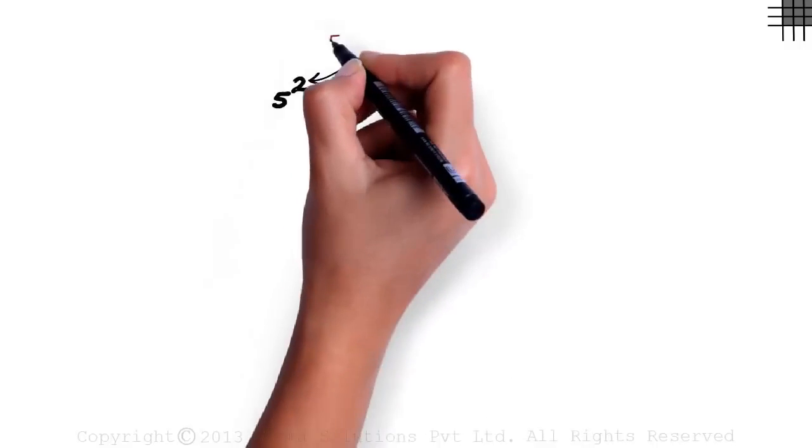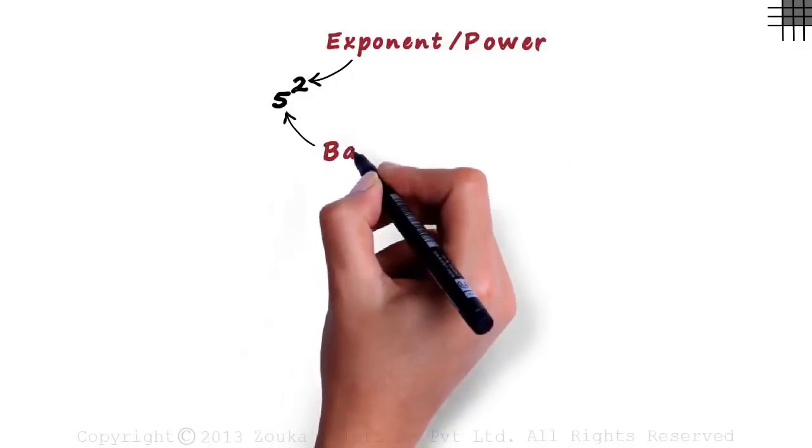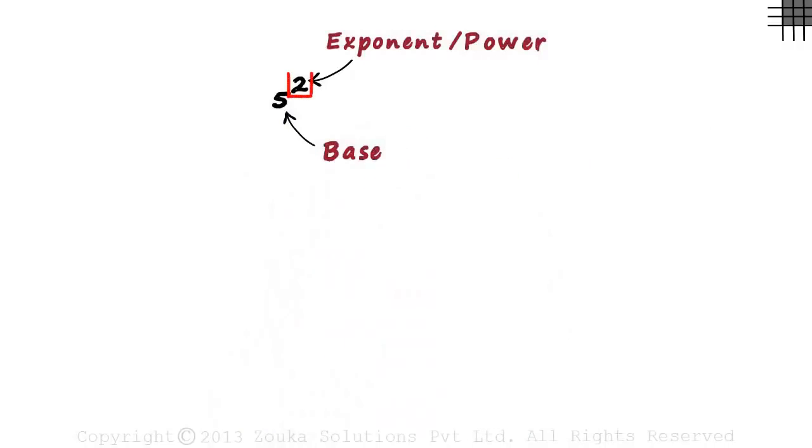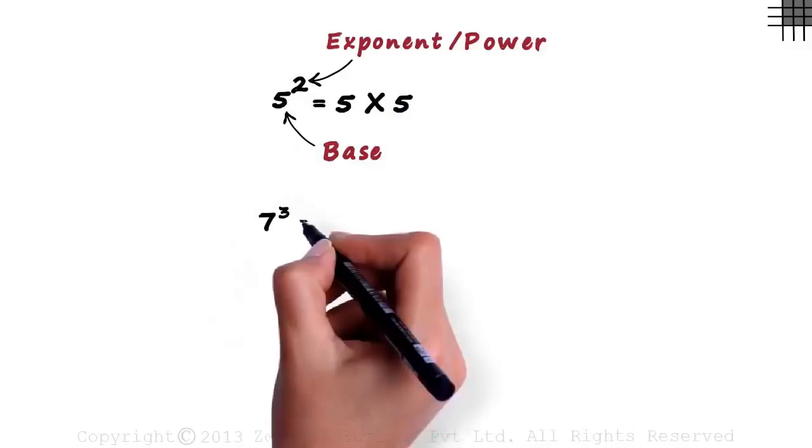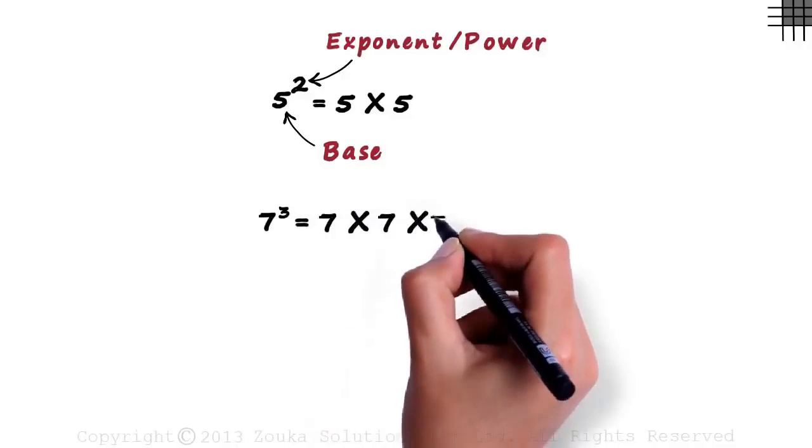One example of an exponent is 5 raised to 2. The number 2 is called the exponent or the power, and the number 5 is called the base. The power tells us that this would equal the product of two 5s. Hence, we write it as 5 multiplied by 5. Similarly, 7 raised to 3 equals 7 multiplied by 7 multiplied by 7.